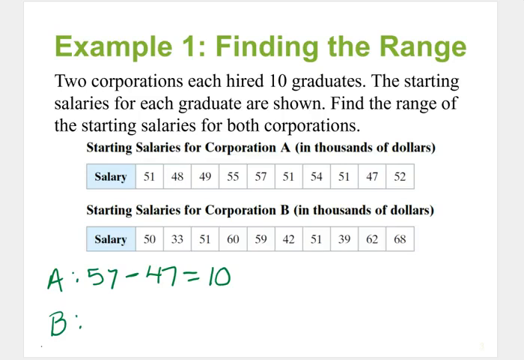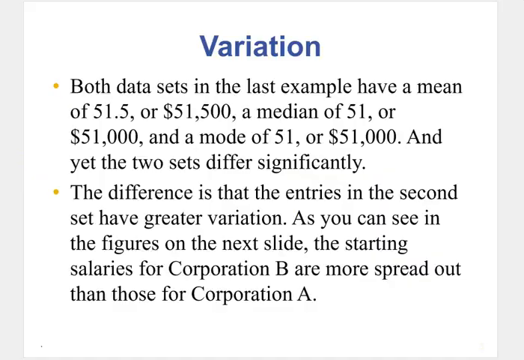Its largest starting salary is $68,000 and its lowest is $33,000, which is a difference of $35,000. So what does that tell us about these two companies? All right, so this is where we start talking about variation. What is variation? As you can see, both of the data sets have the same mean. If you did calculate their means, you would find that they have the same mean, the same median, and the same mode.